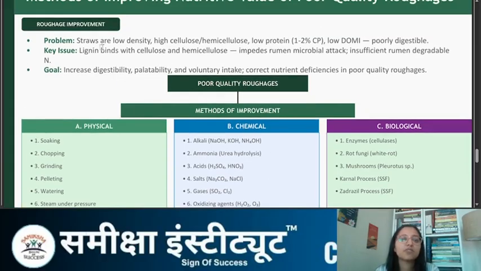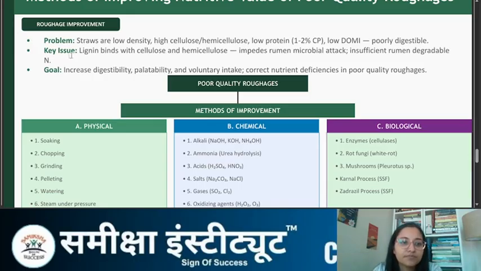Straws are basically low density, with high cellulose and hemicellulose. Even lignin is very high. They are low in protein, 1 to 2% crude protein, sometimes none. They also have low digestibility of organic matter, so they are poorly digestible. So these are the problems with roughages or wheat straws. We need to improve their nutrient quality and nutrient content.